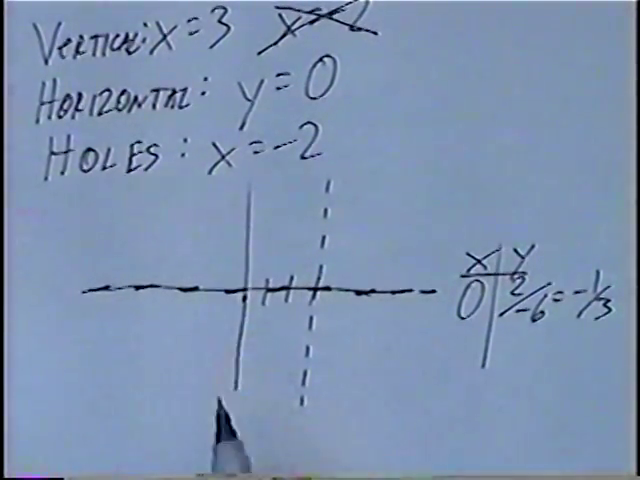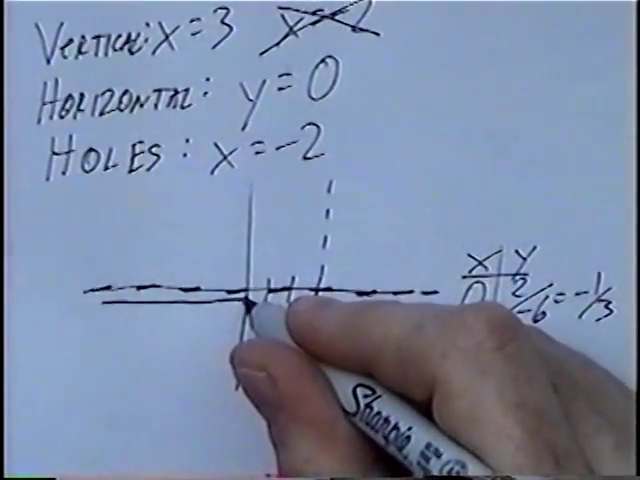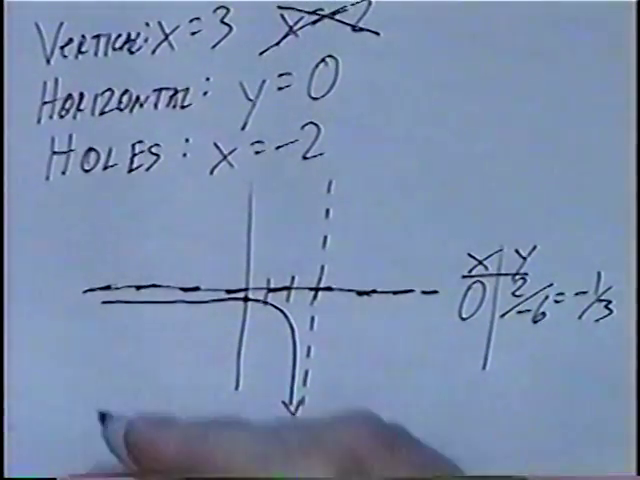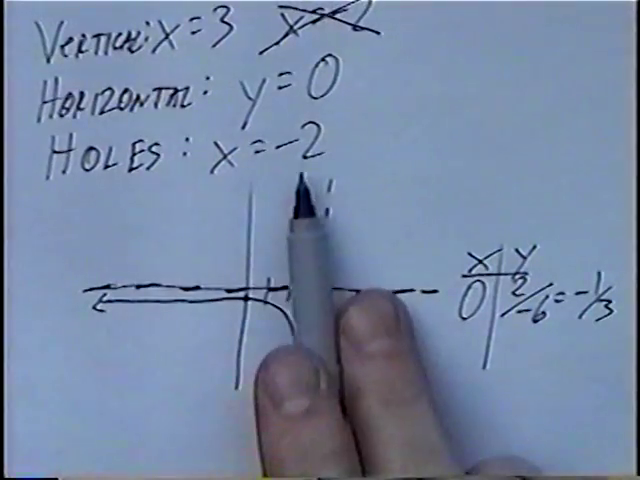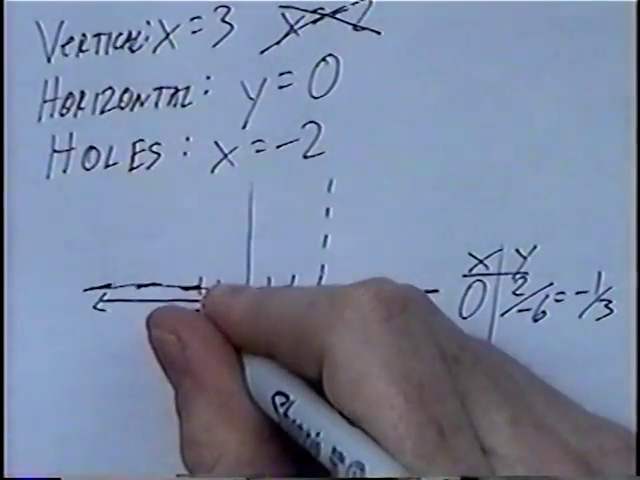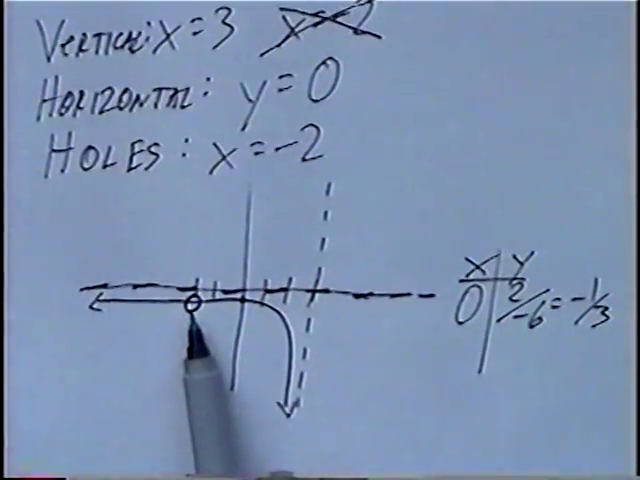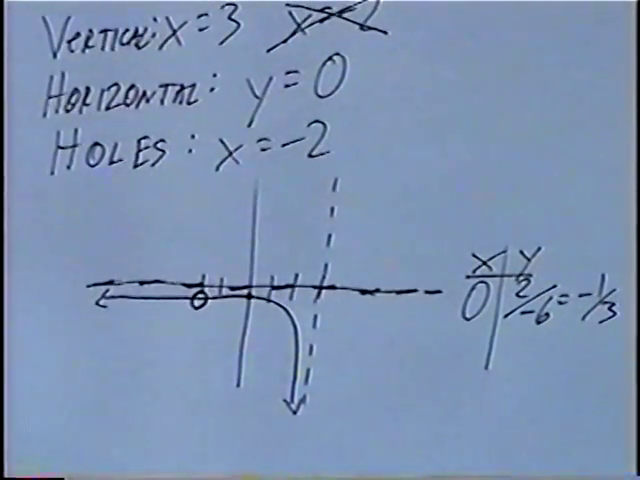And since the point's below, that means the graph will curve going parallel or close to the horizontal asymptote, and going parallel or close to the vertical asymptote also. There is a hole at x equals negative 2. So if we go over to negative 2, we can draw an open circle. This open circle represents this point as undefined. The graph skips this point, but does not include the point.